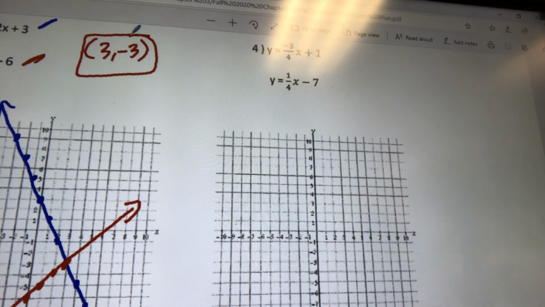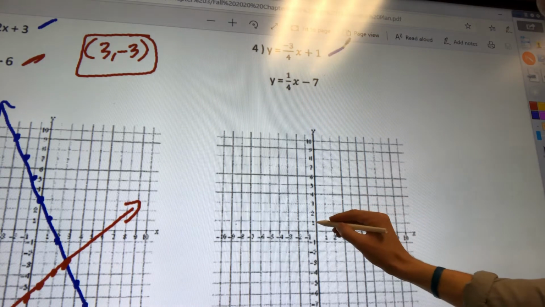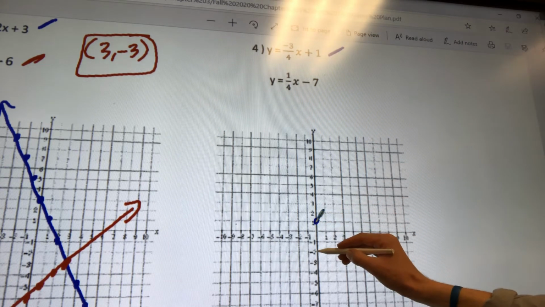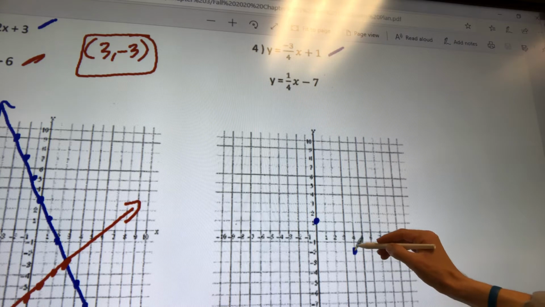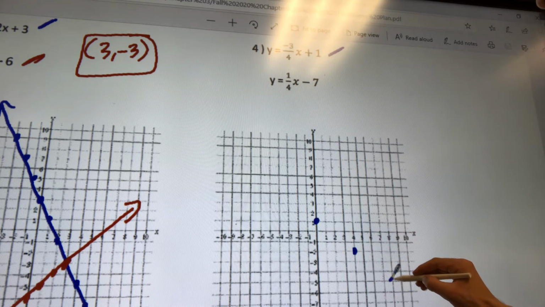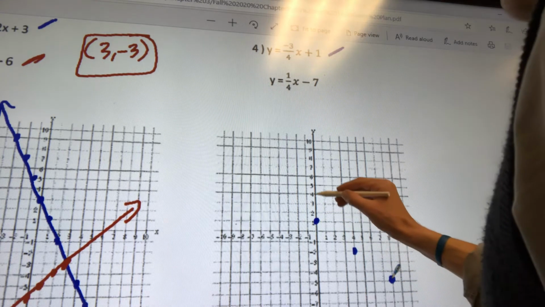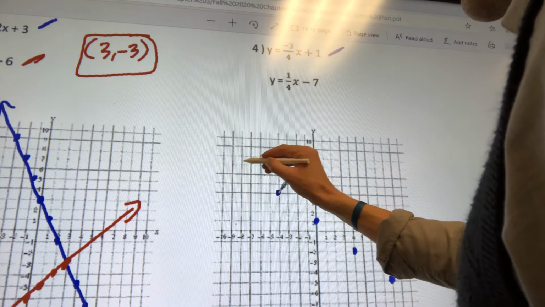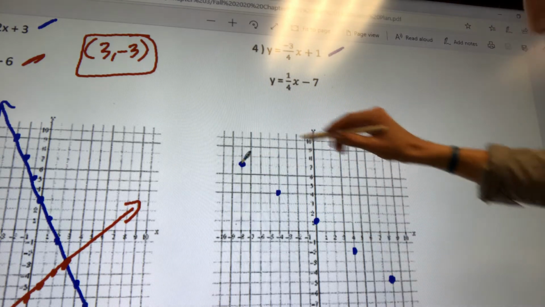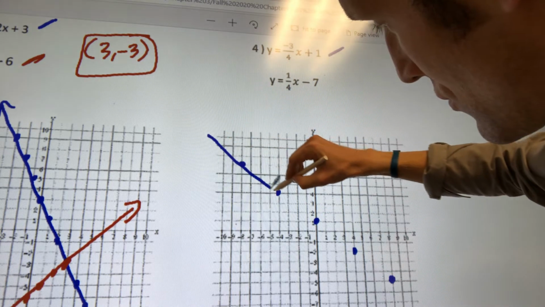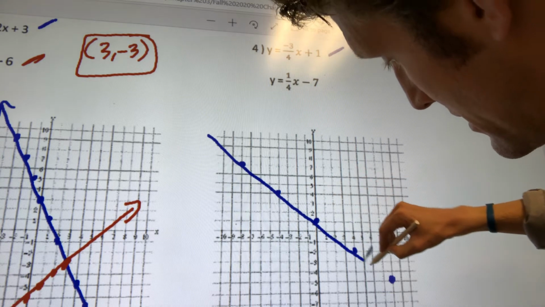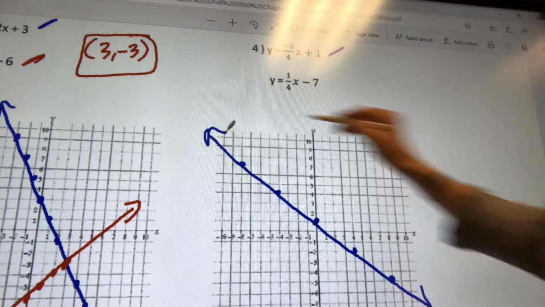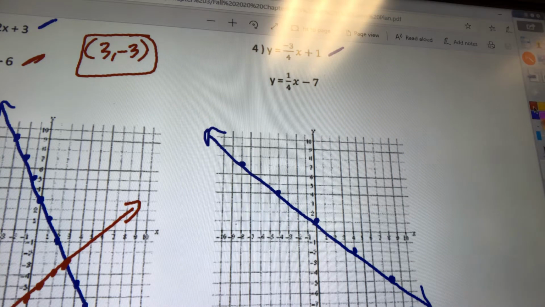All right, moving on to this next one. The y-intercept is 1. Then we go down 3, 4 to the right, down 3, 4 to the right. I can go up 3, 4 to the left. 1, 2, 3. 1, 2, 3, 4. That ain't good, but it's all about making those dots really solid so you can see them.